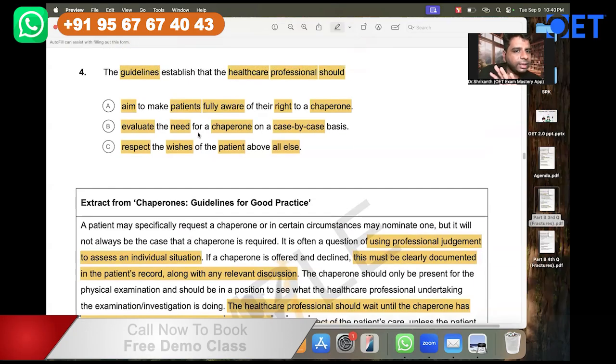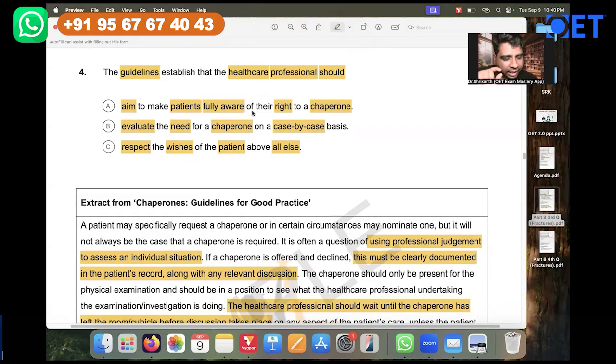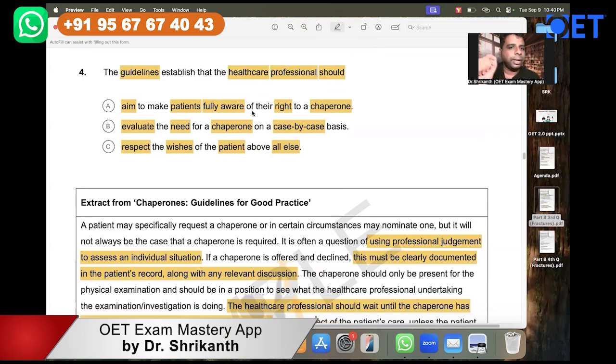Now over here, see, there is nothing mentioned about documentation of everything. There is no answer option over here. Not a single answer option is talking about that, that is, if a chaperone is declined, they have to write everything.